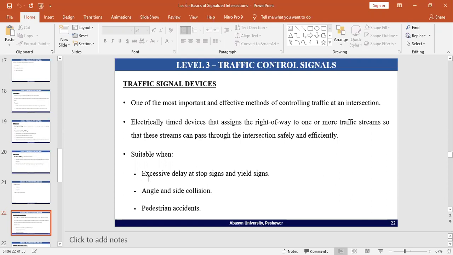And let me tell you one thing, for signal optimization at the intersection, you can use Vissim software for this purpose. You can model that intersection in the software and study major road signal timing and minor road signal timing, and see the delay.